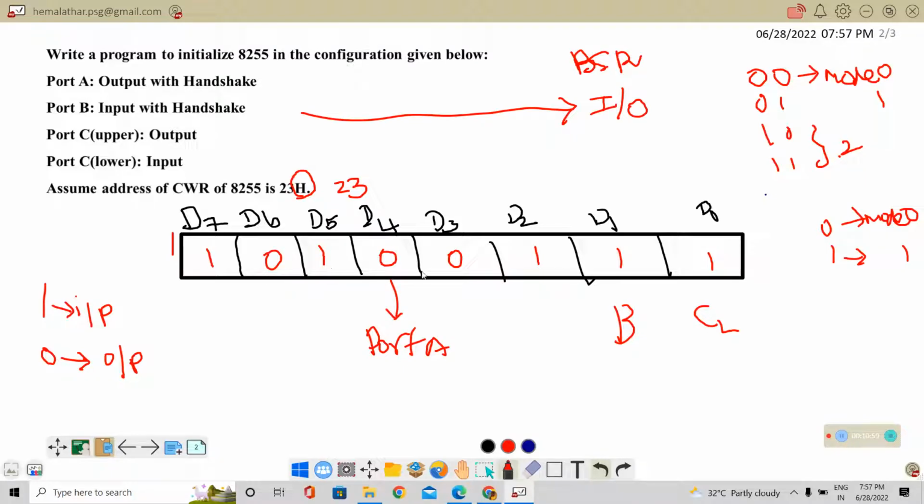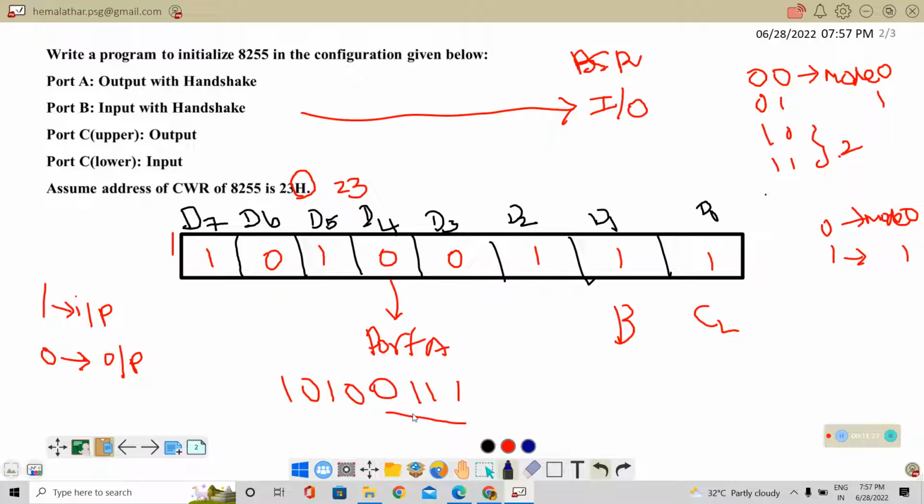So it is 10100111, which is in binary now. You have to convert it to hexadecimal. Convert 4 binary bits at a time to hexadecimal.